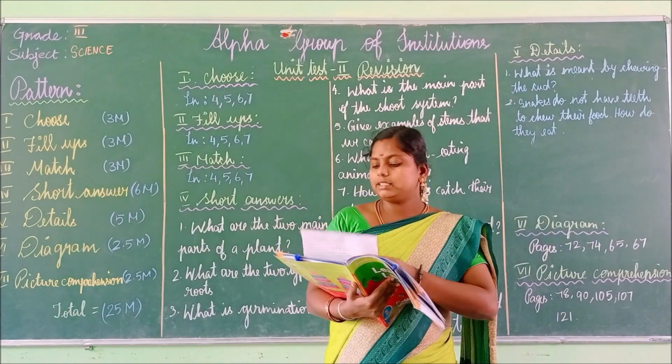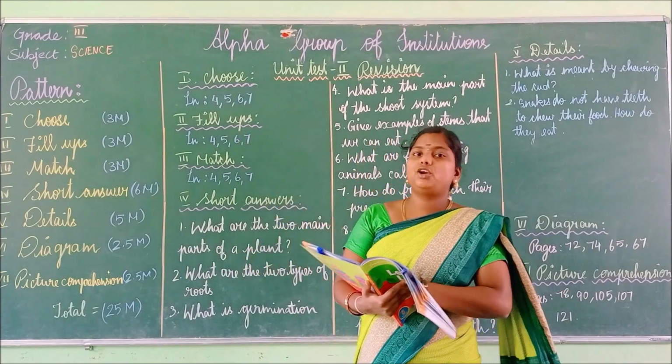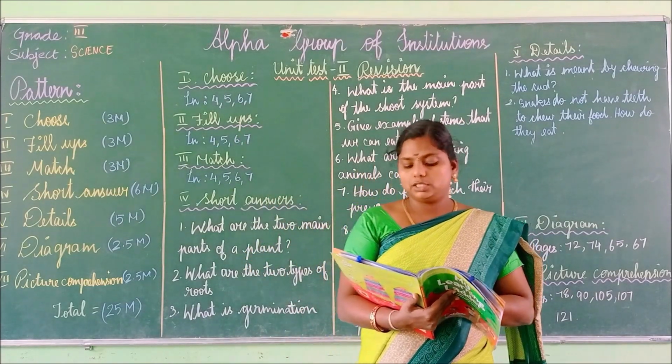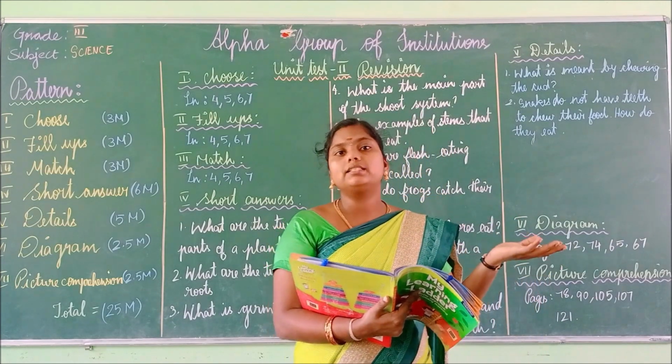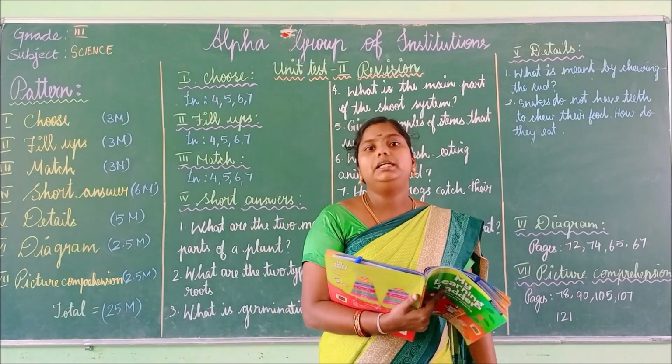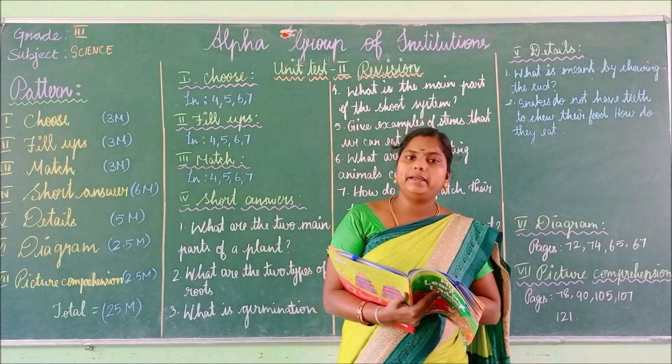So the next lesson is lesson number 6 and 7 in your fill-ups. First one, lions live in dash formed by rocks. The place where lions live is called den. D-E-N, den. Lions live in den formed by rocks.